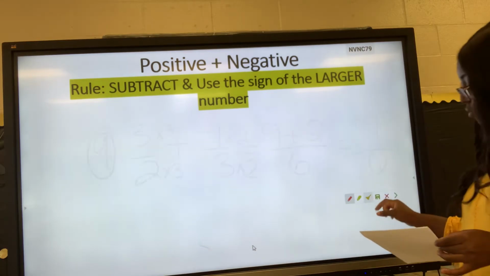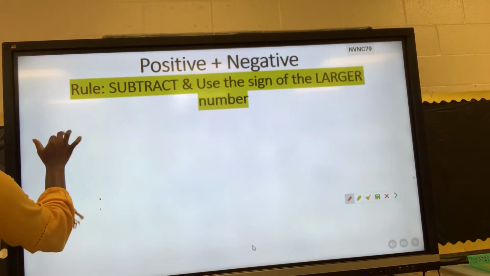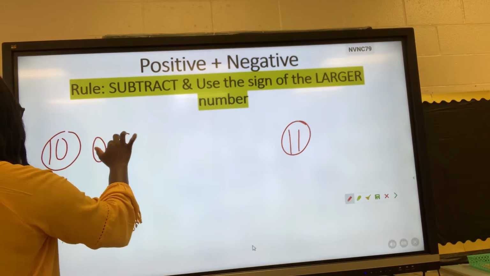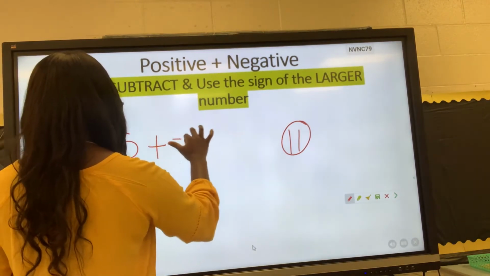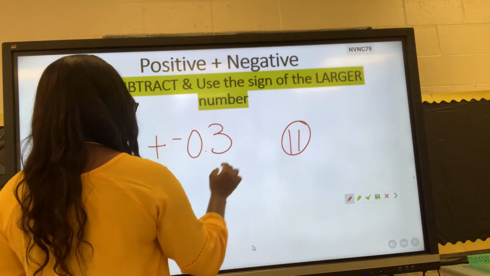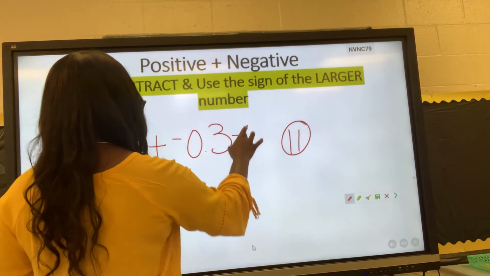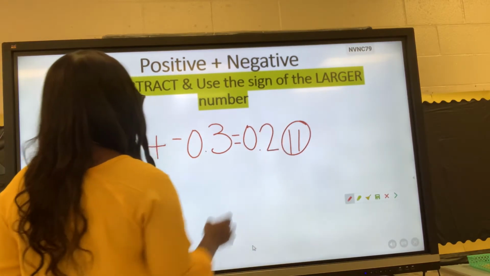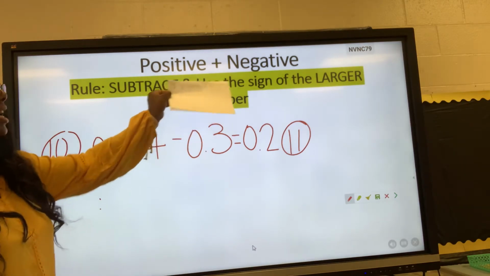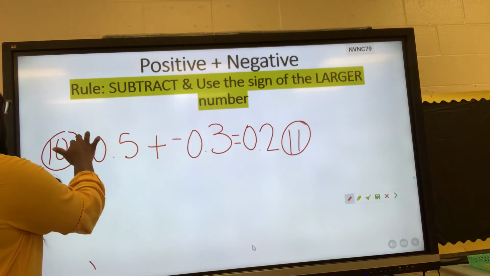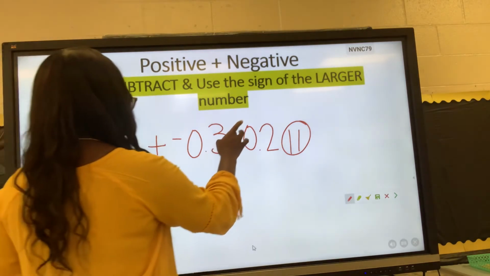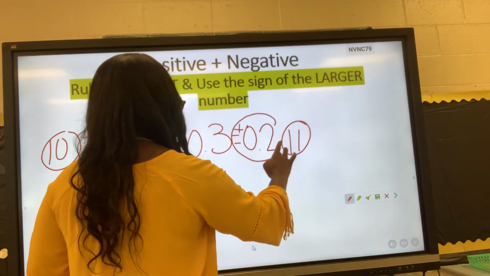Okay, let's do 2 more decimals. Let's do 10 and 11. So we have 0.5 plus a -0.3. Now, you can subtract them straight across and you will get 0.2. And then you take the sign of the larger number, which is going to be a positive, because 0.5 is bigger than 0.3, and your answer is going to be positive 0.2.